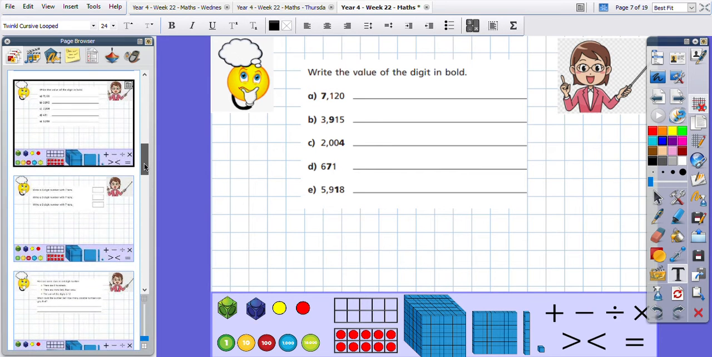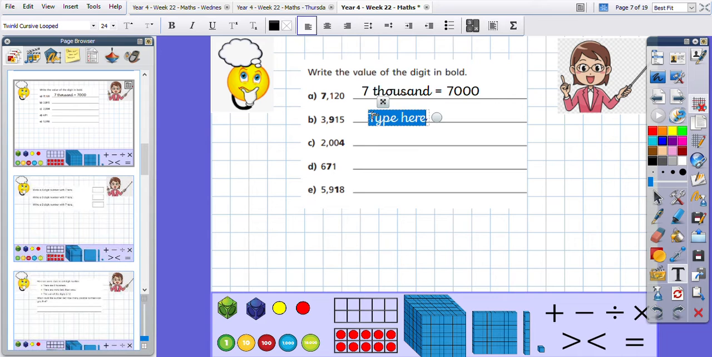Next questions then. Write the value of the digit in bold. So we've got the number 7,120. What does the 7 represent? What's the value of that digit? So it's not just 7. What is it? 7 what? Okay, so it would be 7,000, wouldn't it? So have a little look at the other ones now.